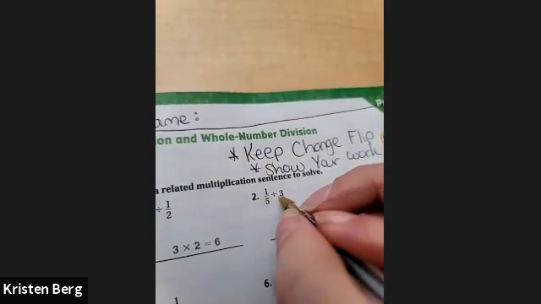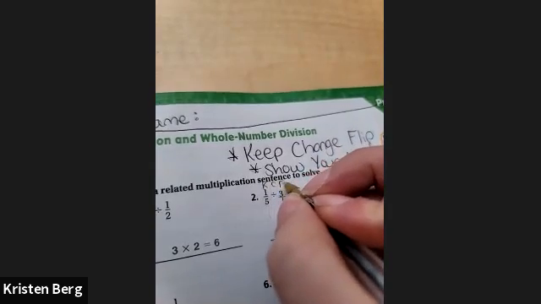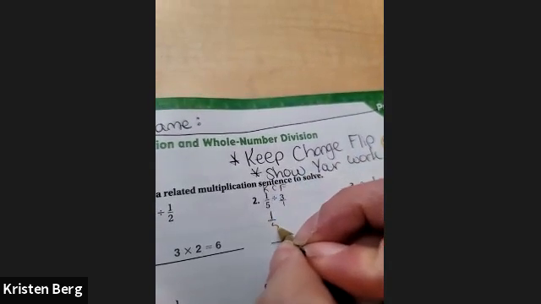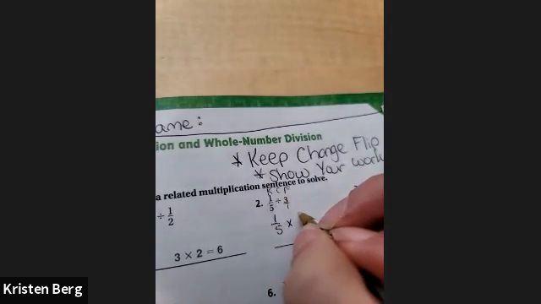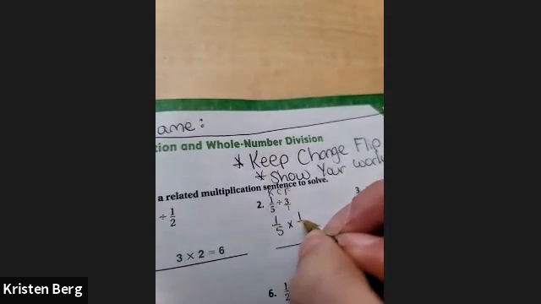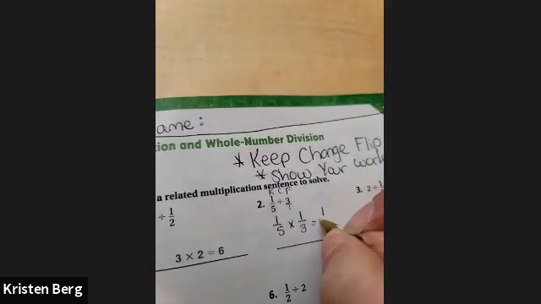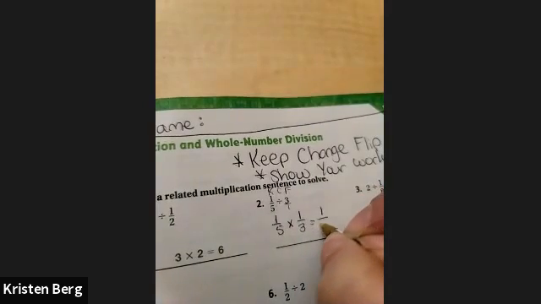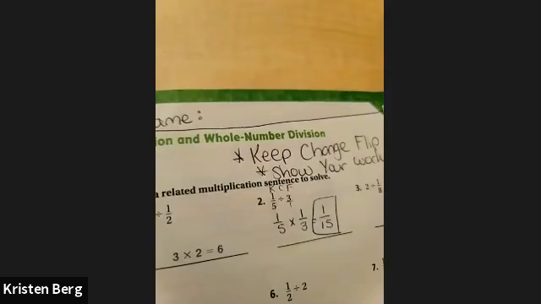So I would put it both in fraction formats. Again, keep, change, flip. So keep 1/5. I'm going to change this to a times, and then I'm going to flip it to 1/3, which is 1 times 1 is 1 over 5 times 3 is 15. So therefore my answer would be 1/15.